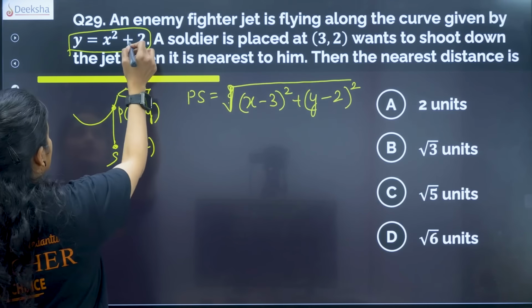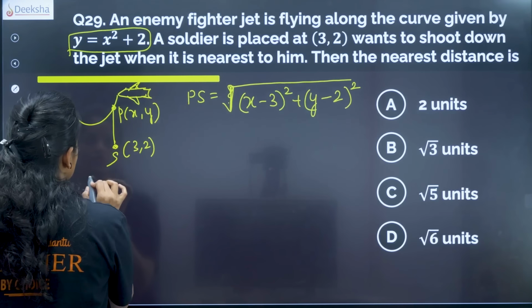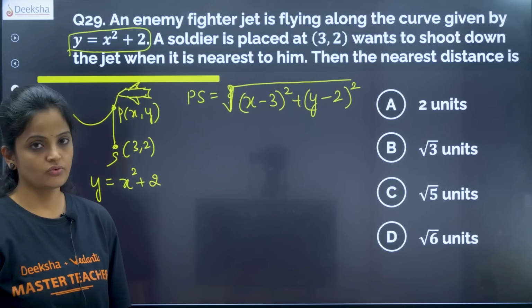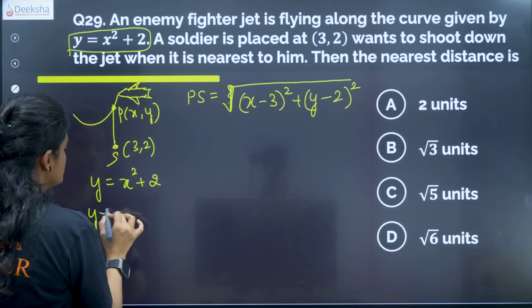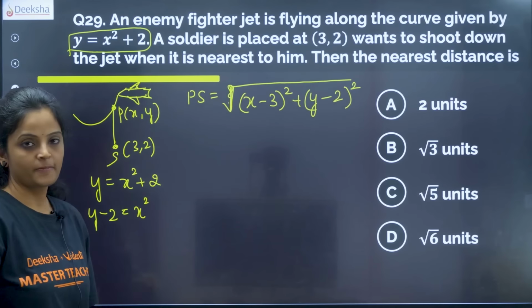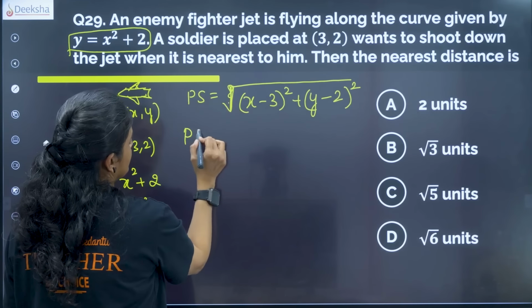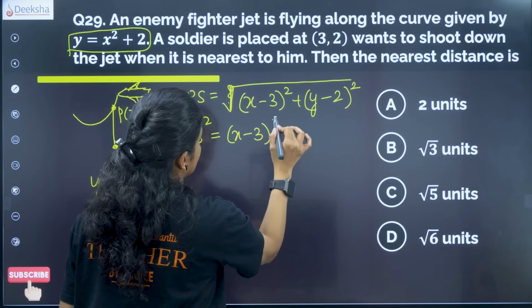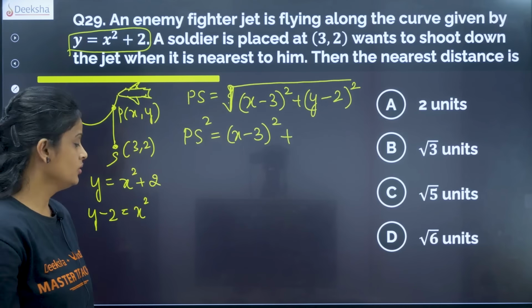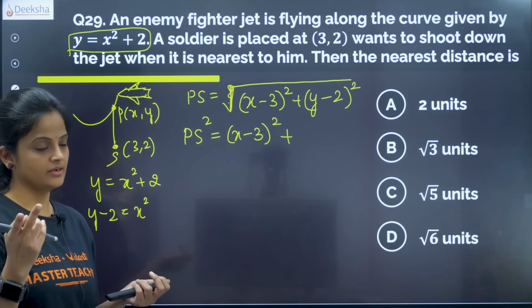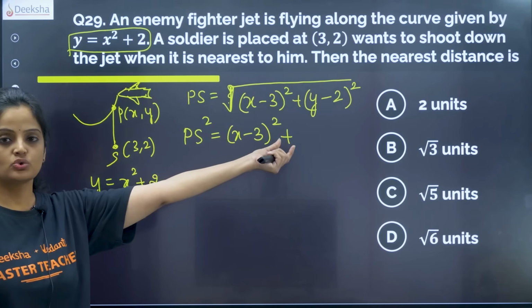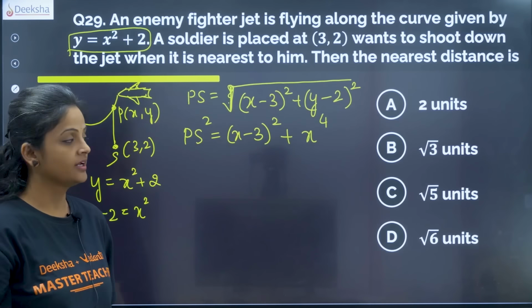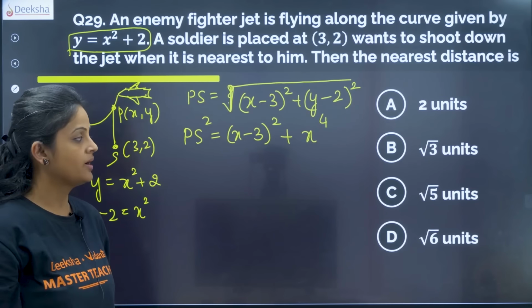For that they have given one curve. Make use of the curve. So what is the curve given? y is equal to x square plus 2. Make use of this. y minus 2 is giving you x square. Squaring this, we have PS square equal to x minus 3 whole square, and while writing y minus 2, I can bring one variable instead of two. Taking x square in place of y minus 2, we get x to the power of 4. So x minus 3 whole square plus x power 4 now.